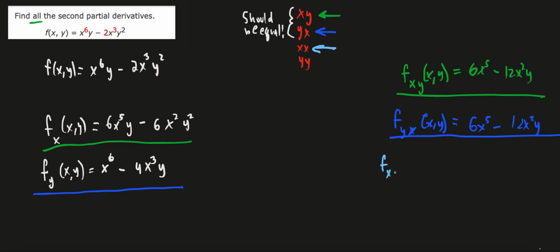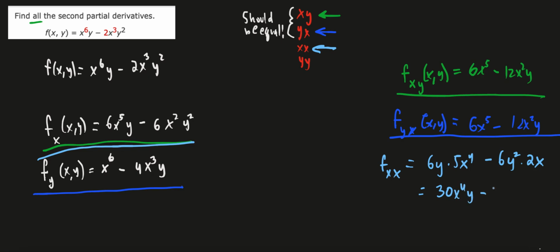So f x x is taking this guy and taking the partial derivative with respect to x. So treating y as a constant. So it's going to be 6y times 5x to the fourth minus 6y squared times 2x. That is 30x to the fourth y minus 12x y squared. That's f x x. Let's move forward to the final one.